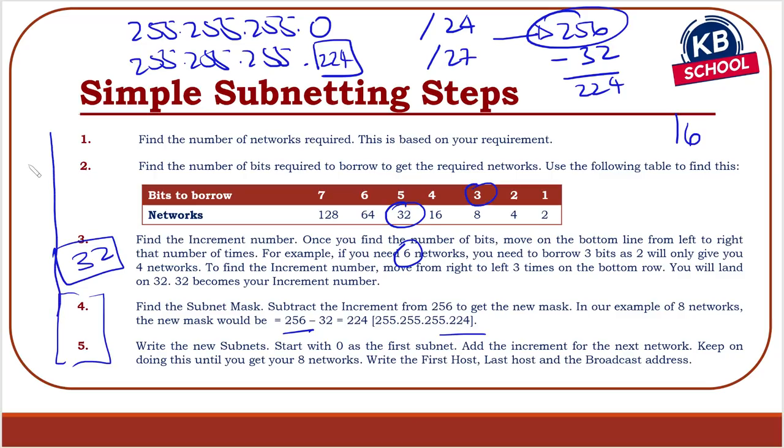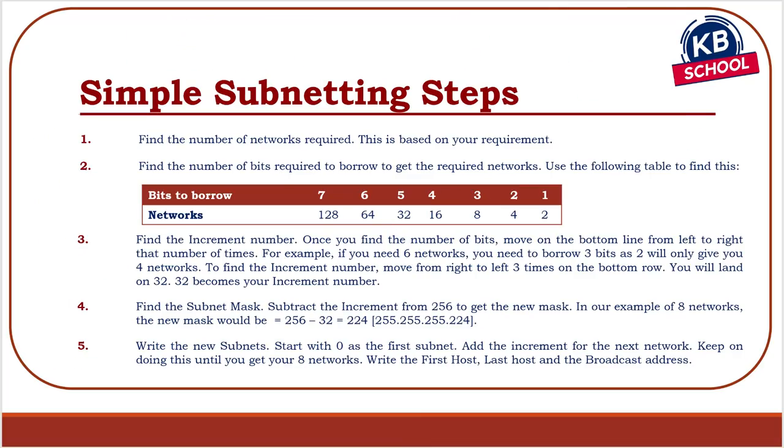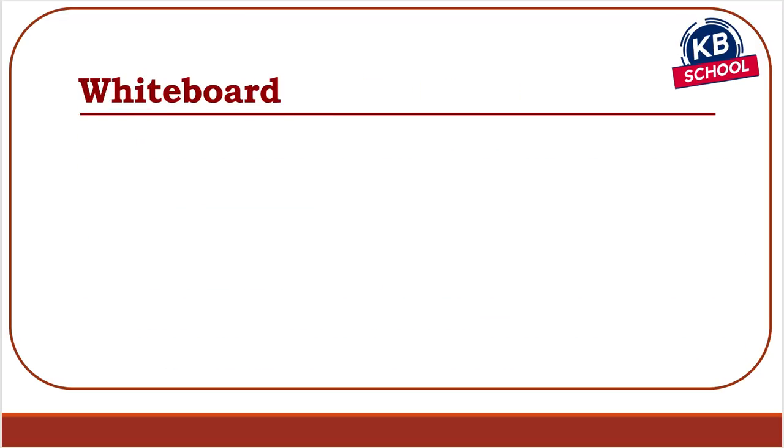So my first 4 steps are done. My next step is going to be to write the new networks, and on those new networks, you're going to write the first, the last, and the broadcast. How do I go about doing it? I'm going to do it on my whiteboard over here. So my new networks, the way I write them, I'm not going to do any binary on it. My first network is 0, always, /27. My second network is going to be based on my increment. Do you guys remember what my increment is? 32.